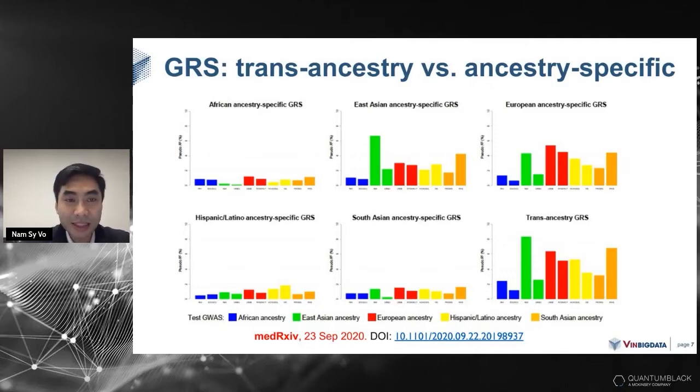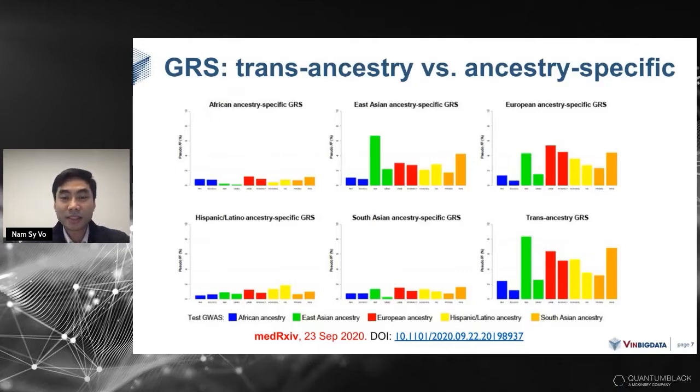The same observation can be seen here, also for type 2 diabetes. We can see that trans-ancestry is much better than ancestry-specific accuracy. You can see here the trans-ancestry GRS on the right side and the bottom. It's much better than the African ancestry, East Asian, European, Hispanic Latino, or South Asian ancestry. And we can see that the mixed population or trans-ancestry GRS will perform better than the ancestry-specific.